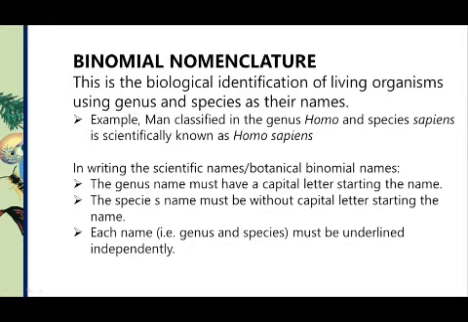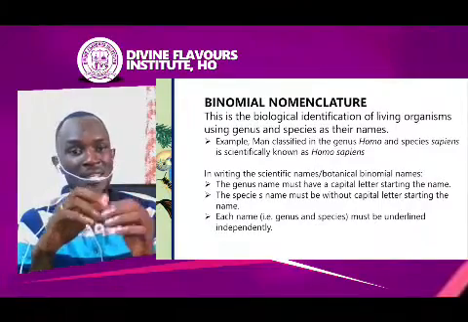So we're going to take a look at how we should write these scientific names or the binomial names. First, the genus name must start with a capital letter. And then the species name must be without a capital letter starting that particular name. Each name, that is the genus and the species, must be underlined independently. Mind you, they should be underlined independently.